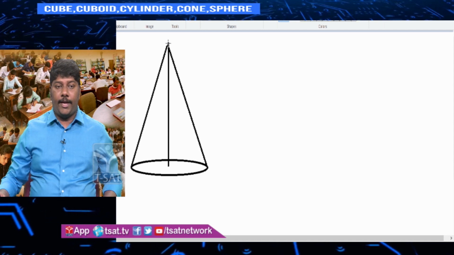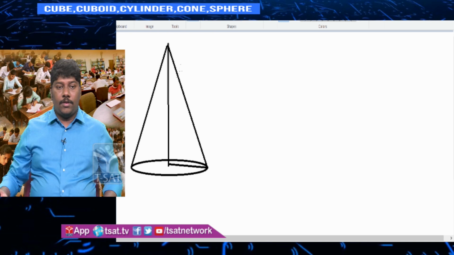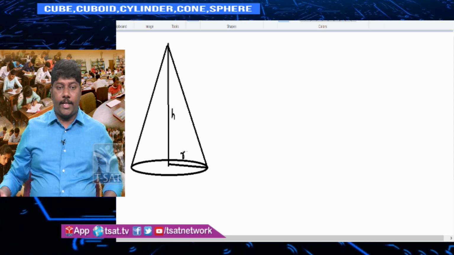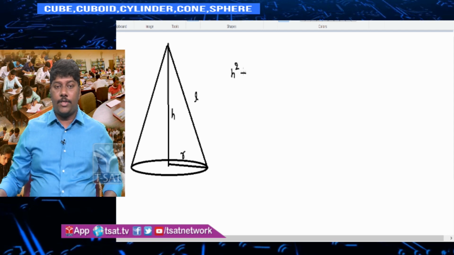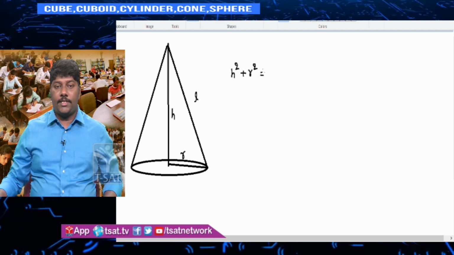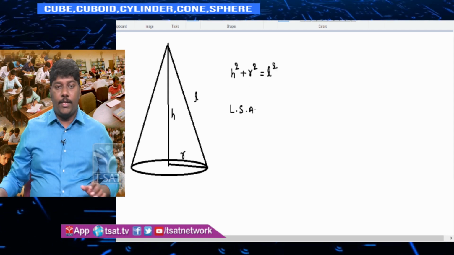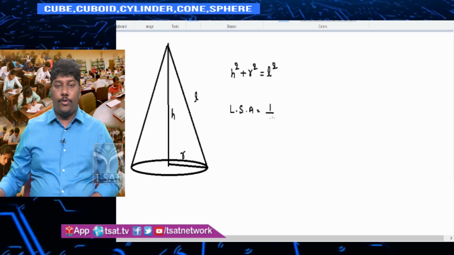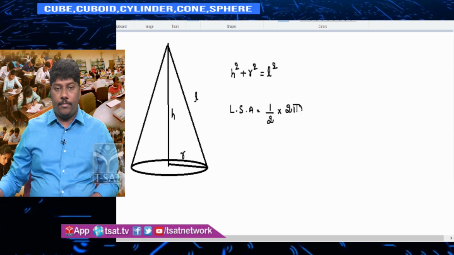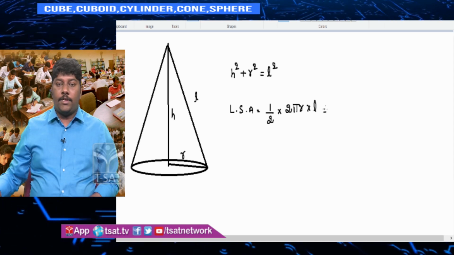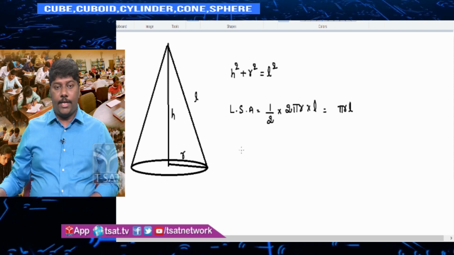For this you will have the height of the cone, radius of the cone and slant height of the cone. So, this is height, radius and the slant height. The relation between height, radius and slant height is h square plus r square equals L square, where L is the slant height. Lateral surface area of a cone or a pyramid is half into base perimeter, meaning circumference of a circle 2 pi r, into slant height which is L. Pi r L gives you the lateral surface area of a cone.